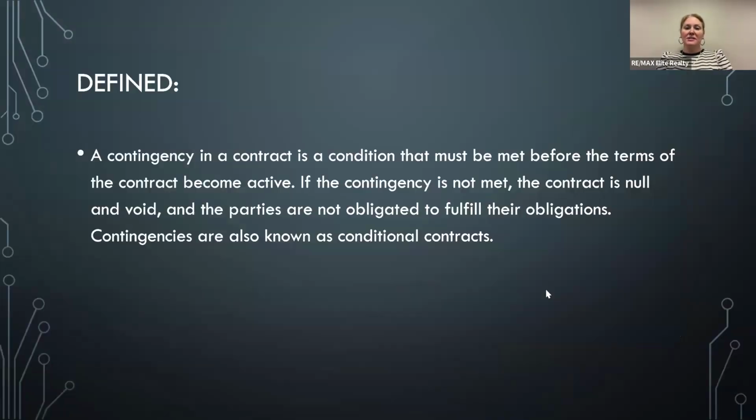The definition of a contingency in a contract is a condition that must be met before the terms of the contract become active. If the contingency is not met, the contract is null and void, and the parties are not obligated to fulfill their obligations. Contingencies are also known as conditional contracts. This is not a law class, of course, but I'm in contracts now, so this is what prompted me to talk to you guys about this topic. In the legal world, they call our contracts conditional contracts. They don't use the word contingencies. But it is exactly what this term says.